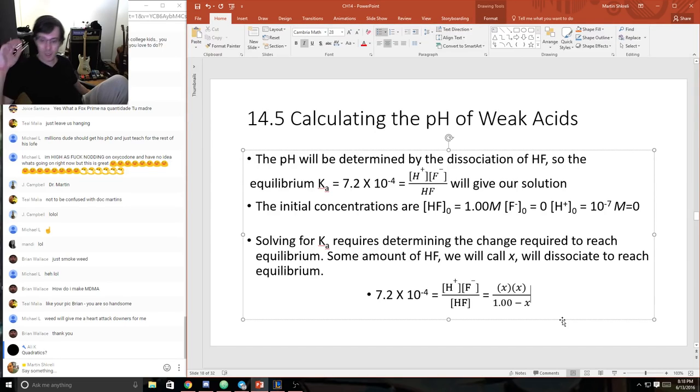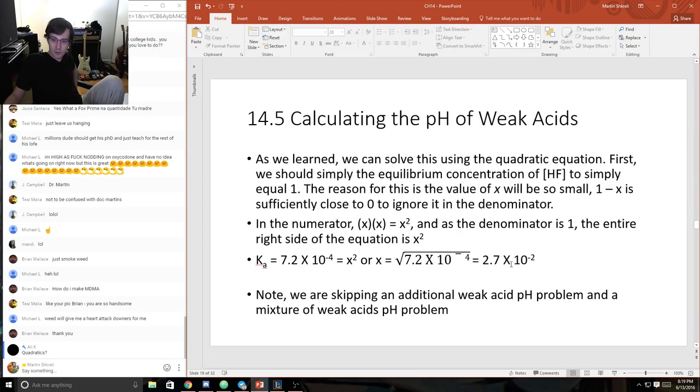So some hydrofluoric acid will dissociate to come to equilibrium. We don't know how much it is, right? And that's the question. We know how much hydrofluoric acid we're starting with. That's 1 molar, right? But we don't know how much we're going to end up with. That number is x. So we have x here that's dissociated, and for every proton that's dissociated, there's going to be some fluoride that's dissociated. So the x's will be the same amount. And the 1 molar of hydrofluoric acid will decline by however much is dissociated. That should make sense to you.